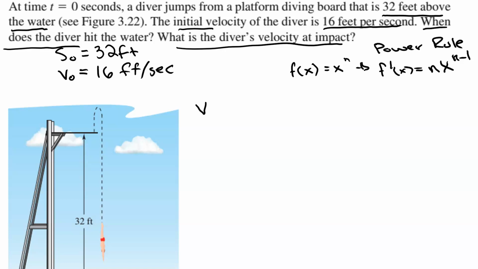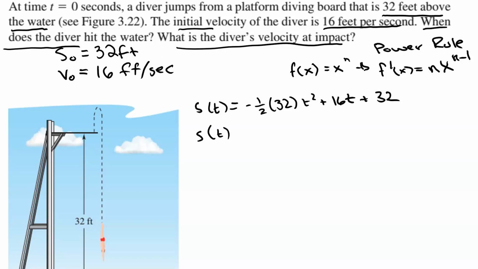We've got v of t equals, we're in feet now, so we've got negative 1/2 times the feet gravity, 32, t squared, plus our initial velocity, 16t, plus our initial height, 32. So I've got v of t. I'm sorry, this is s of t, my position. So I've got negative 16t squared plus 16t plus 32.